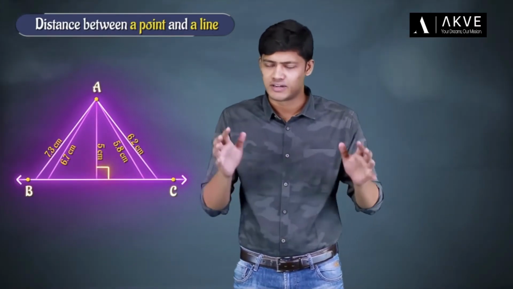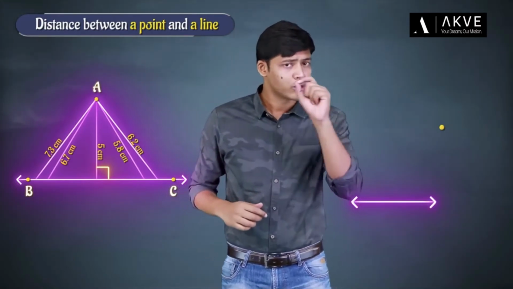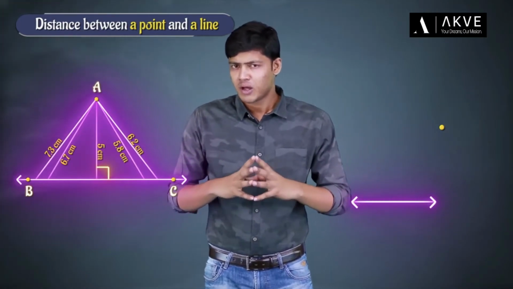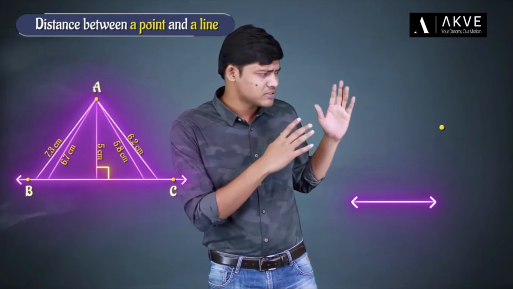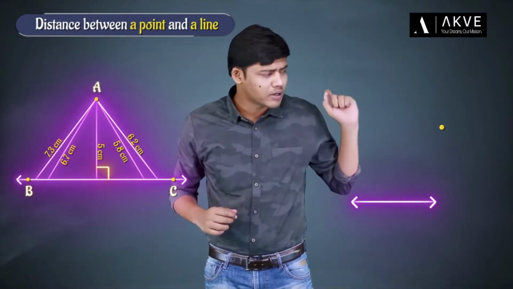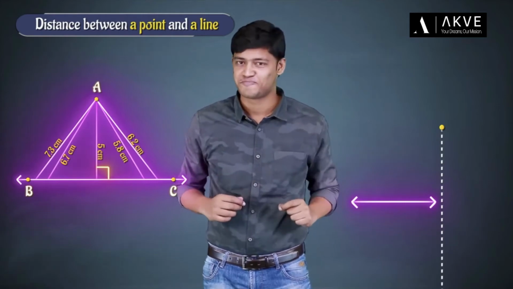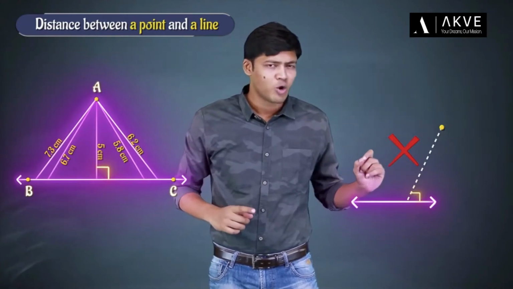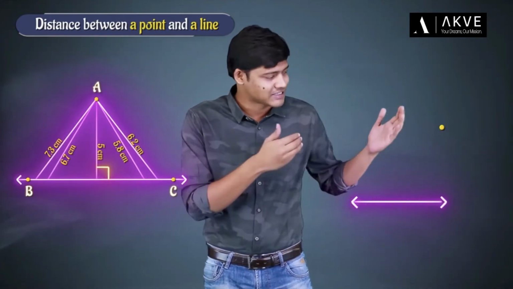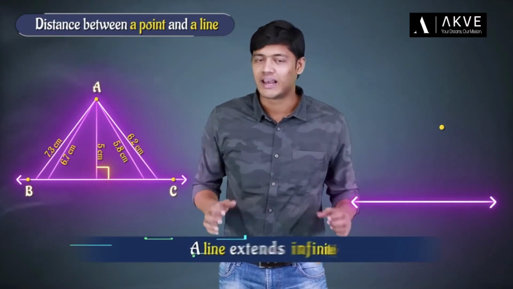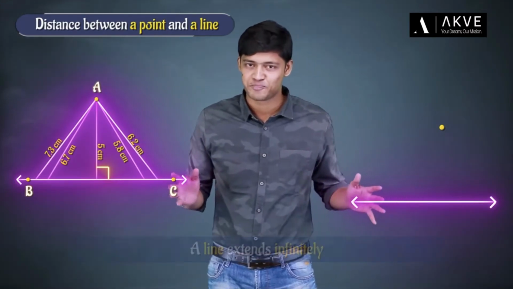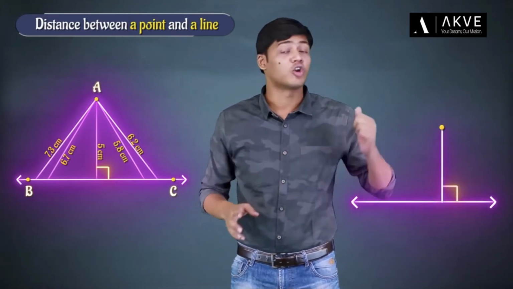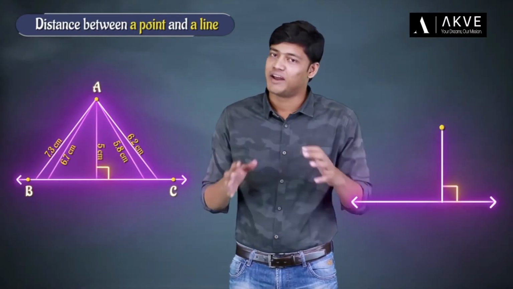Now, let's consider a different situation such as this. So, here we have to find the distance between the point and the line. But if you observe carefully, it seems impossible to draw a perpendicular from this point onto the line. No. We can draw a perpendicular from the point onto this line. What we have to do is simply extend this line, as we know that a line extends infinitely. So, in these sort of cases, extend the line and then draw a perpendicular from the point and finally measure the distance.